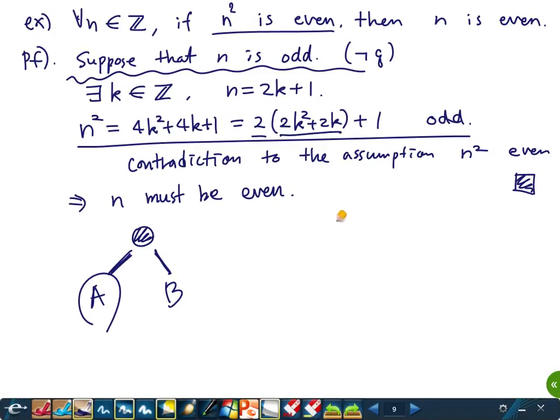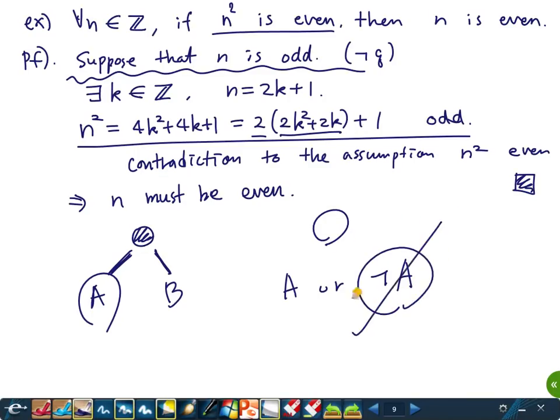We have either A or not A, but we just cross this out. Not A cannot happen. Then that must be A. A must be true. This is just the same argument like that. This cannot happen, so this is true. It's simple like that.